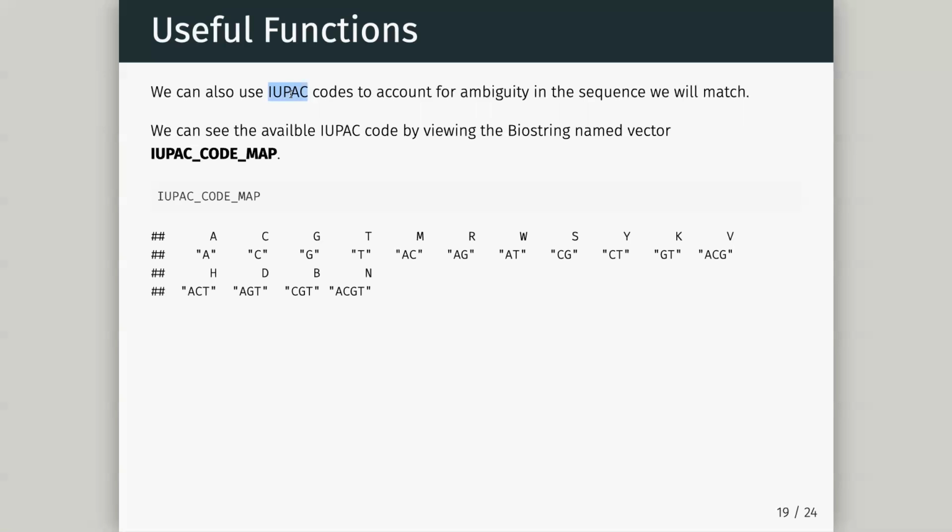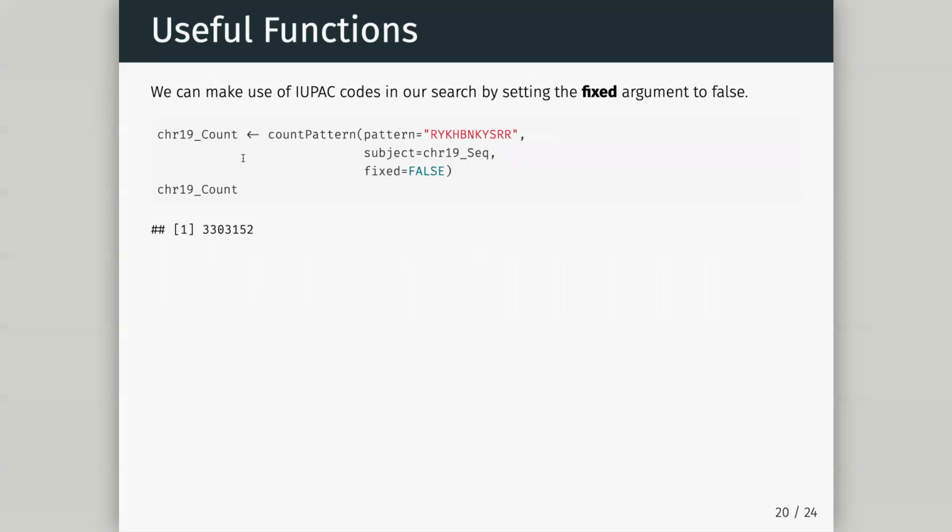If you have an understanding of IUPAC code, which I really don't, but if you do, you can also use that and in some way get a regular expression search. So we have our standard ACGT, but we can also use M, which means it could be an A or a C. We could use R, which could mean it's an A or a G, W, etc. N, we already know, it could be any of them. So we can use this IUPAC code map too.